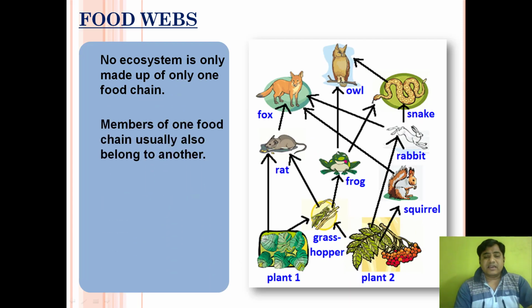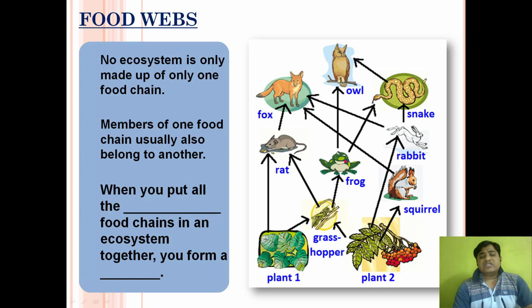You can see here in the figure, plant 1 and plant 2. The grasshopper eats both plants. The grasshopper is eaten by the rat, and the rat is eaten by the fox. Plant 2 is eaten by the squirrel. The squirrel is eaten directly by the fox. So the members of one food chain usually also belong to another. That's why, when you put all the interconnecting food chains together, these are the interconnecting food links.